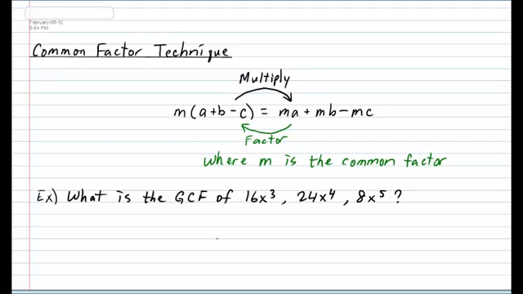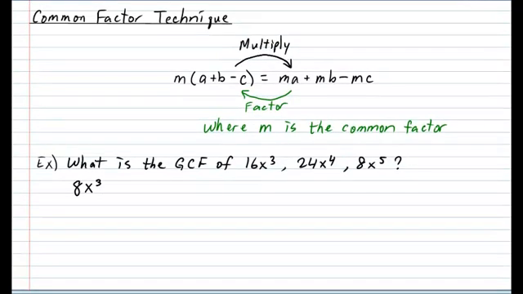Alright, let's see how you guys did. Well, the greatest common factor of 16, 24, and 8 is 8. There is an x that's common to all three terms, so I'm going to take out the x. And the smallest exponent on the x is the 3. So my greatest common factor for all these three monomials is 8x cubed. How did you guys do? Excellent. Let's keep going.